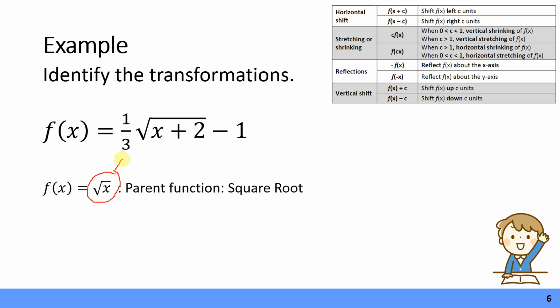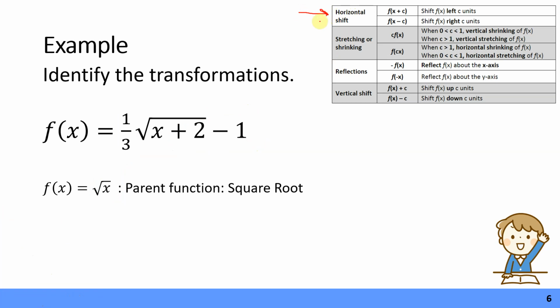Now, what's the difference between this and that? Let's see. We have a +2 on the inside, so that's going to be one transformation. We have a fraction on the outside, so that's another transformation. And then we have a -1 at the very end. So that's another transformation. So we should have a total of 3 transformations on this one. Let's go ahead and start identifying them. And again, we go in order. So let's go in order of the table.